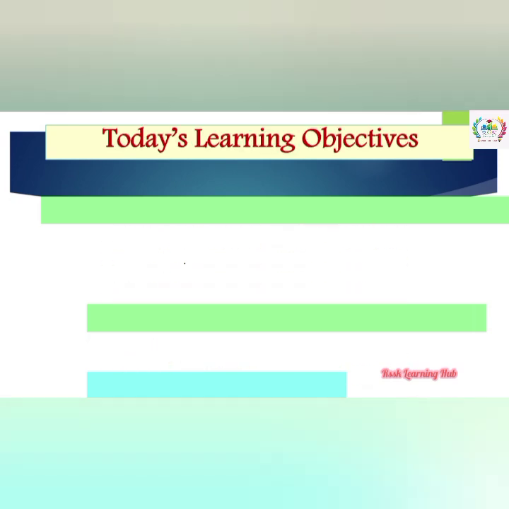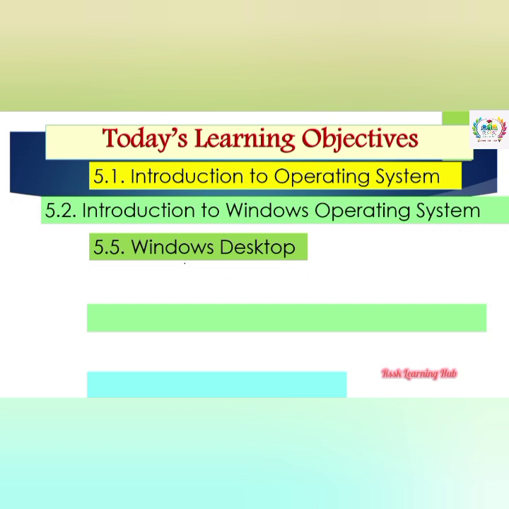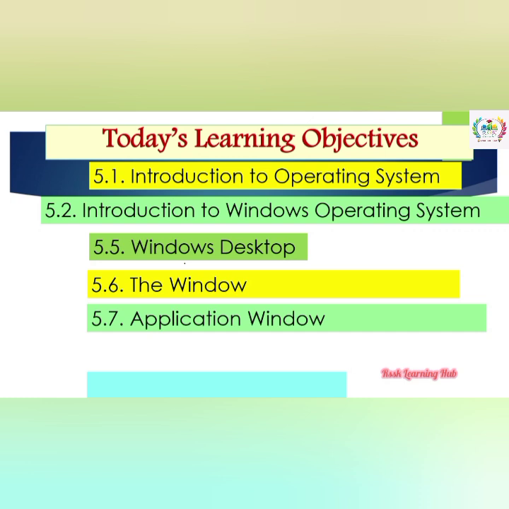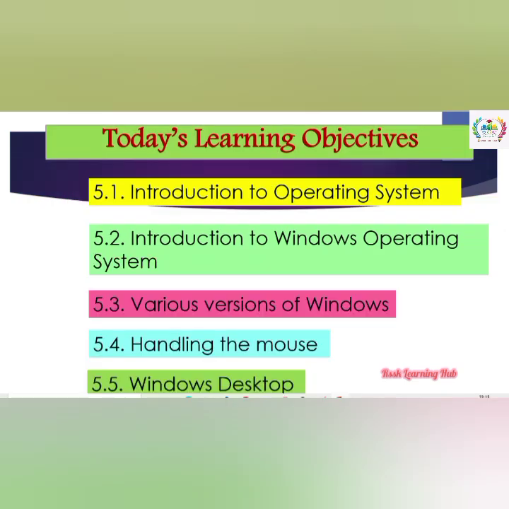So for system, if you take system means you have to interact with your system based upon this OS. So OS will act as an interface between your user and computer. So now coming to today's learning objective, you're going to learn about the introduction to OS, an introduction to Windows operating system, what is Windows desktop, what is Windows application window, next document window, last is elements of Windows. Okay. So these are all the learning objectives of today's class.